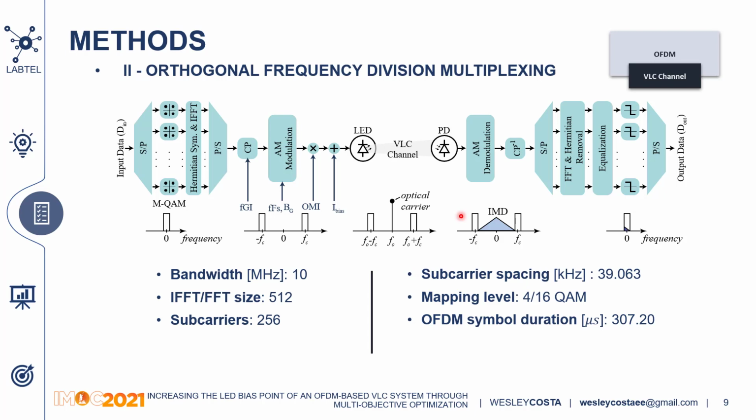In this case, we consider a bandwidth of 10 megahertz, 512 IFFT points, and 256 data points, because we're using the Hermitian symmetry. The mapping levels here are 4 and 16 QAM.